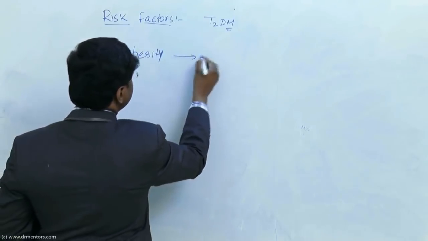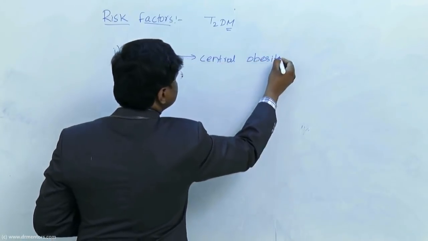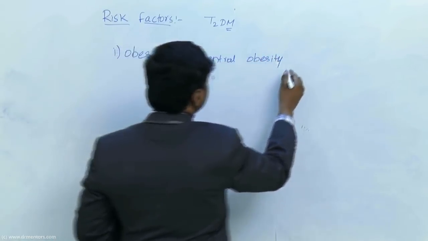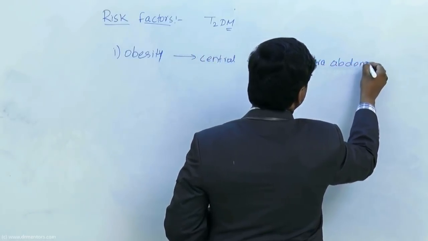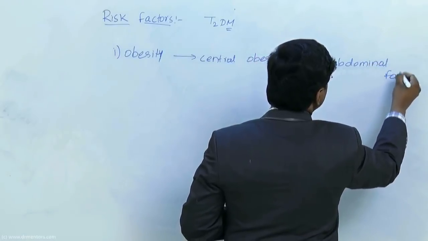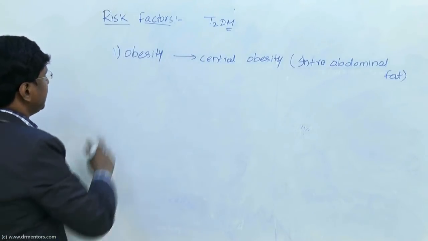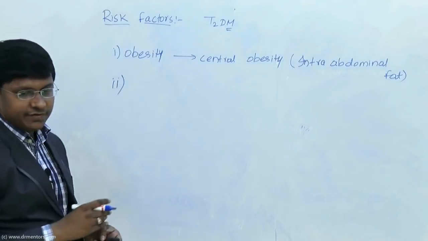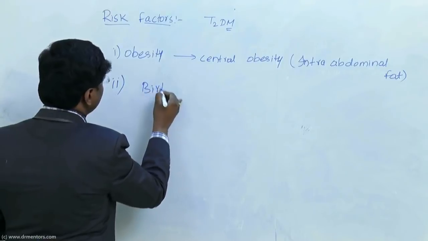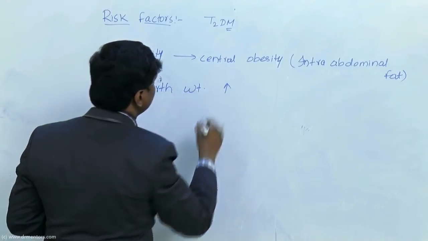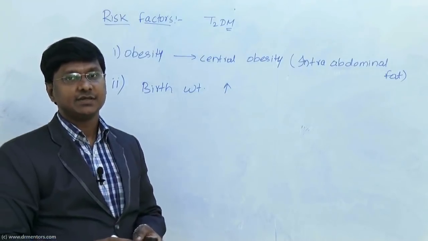And that too, which obesity? Central obesity is a very important risk factor. In this central obesity, there is presence of an excess amount of intra-abdominal fat. That is a very important risk factor for the development of type 2 diabetes mellitus. Next, the other thing is birth weight. If the birth weight of the individual is more, there is a high chance of developing diabetes mellitus later in life.